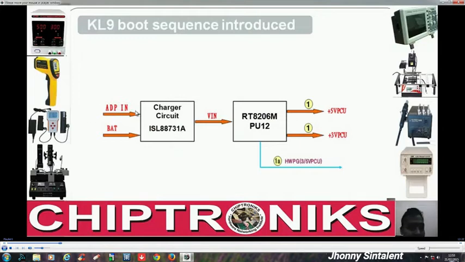So the first step is when you apply an adapter or when you apply a battery, a V in is generated, and it goes to the 3.35 volt regulator IC, which generates plus 5V PCU plus 3V PCU. This is the first step. Please note the steps, right? This is the first step, and it generates the power good.